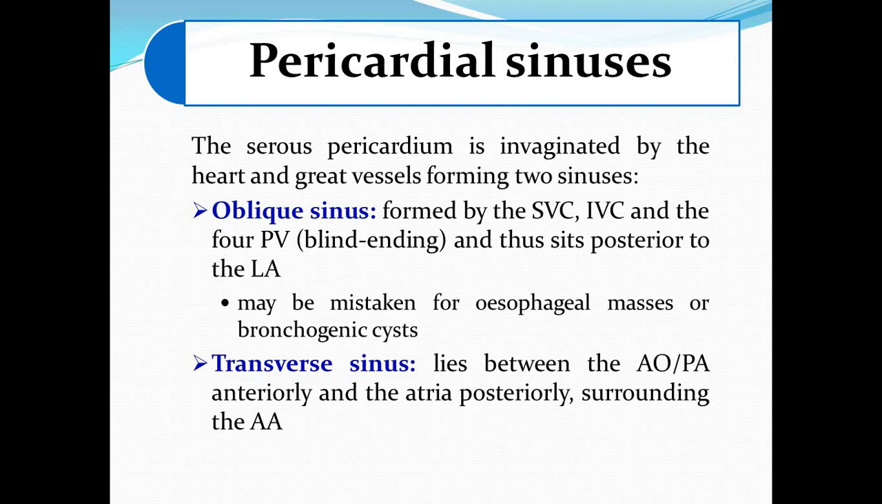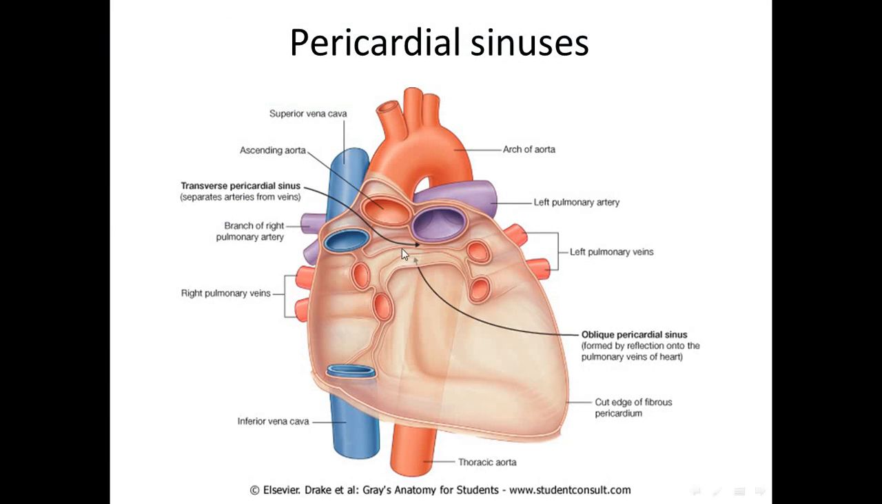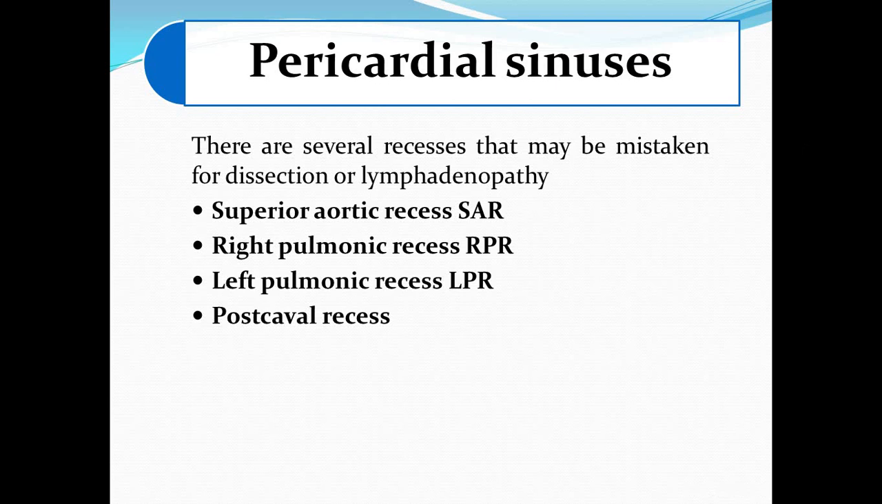Okay. Then there is the transverse sinus. This one lies between the aorta and pulmonary artery anteriorly and the atria posteriorly, surrounding the ascending aorta. So this is the transverse sinus surrounding the pulmonary trunk, pulmonary arteries, and the ascending aorta here. This reflection. There are several recesses that may be mistaken for dissection or lymphadenopathy, including the superior aortic recess, the right and left pulmonic recesses, and the post-caval recess, the recess posterior to the vena cava.